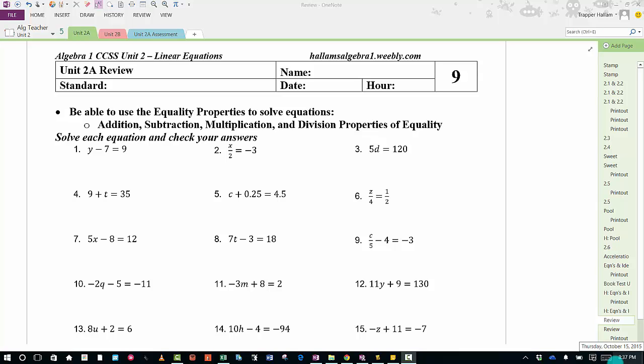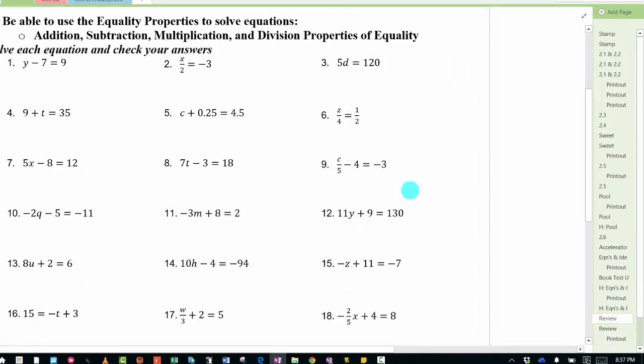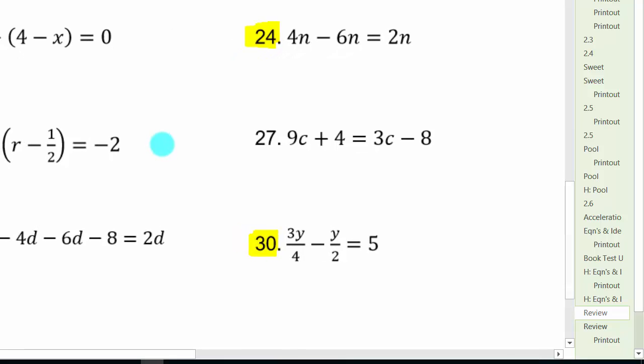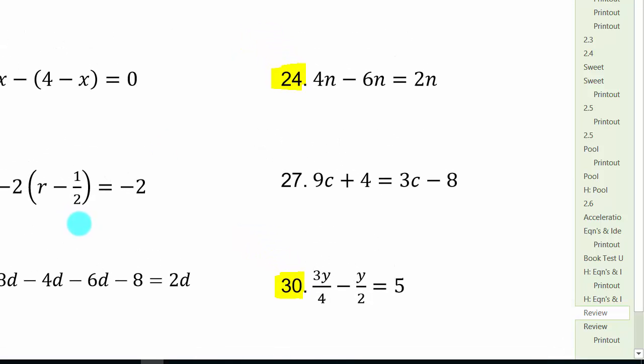Okay, guys, welcome. I'm going to do a couple quick questions on your review for your test tonight. So here's a review for 2A. I highlighted a couple questions I want to make sure that I covered here. So it's 23, 24, and 30 on the first page that we're going to address.